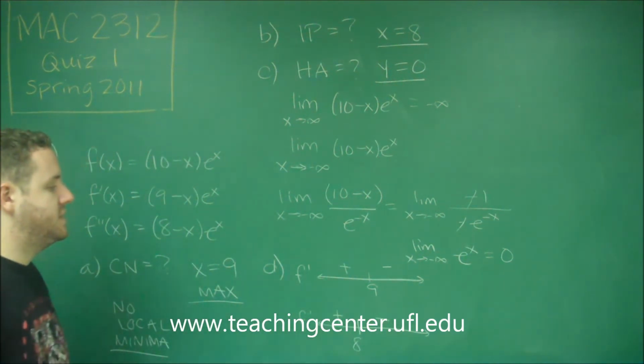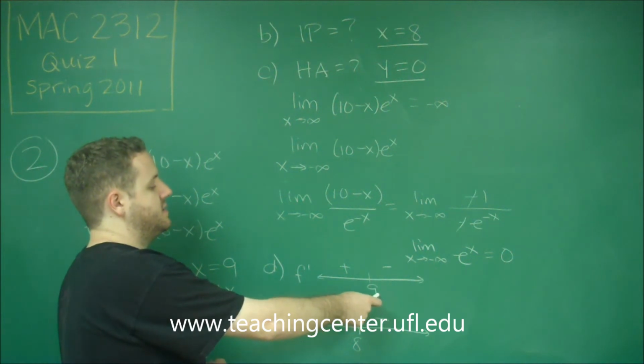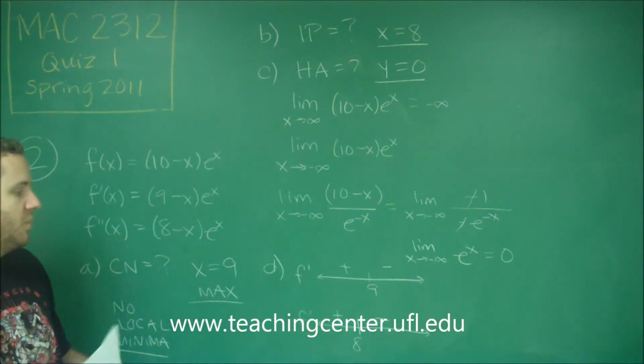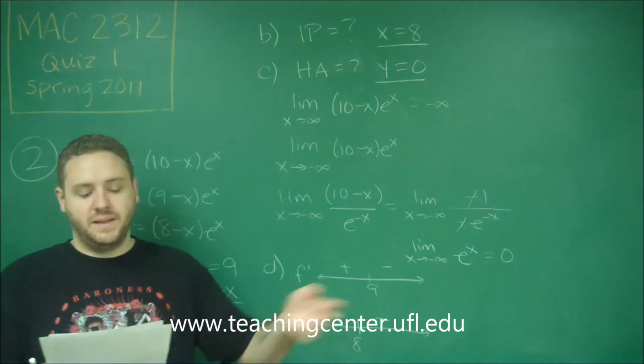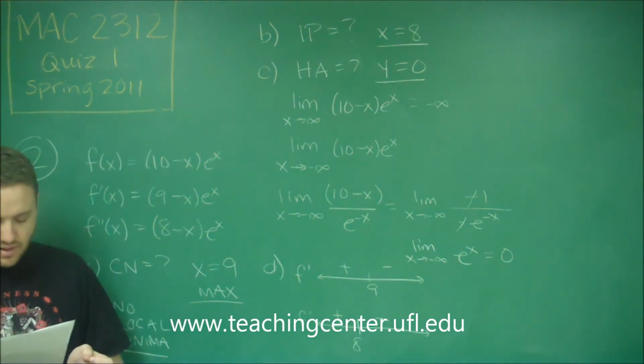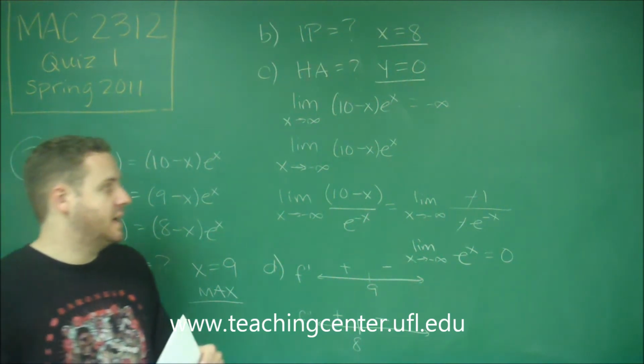So we have that it's increasing from negative infinity to 9, decreasing from 9 to infinity. We have that it's concave up from negative infinity to 8, concave down from 8 to infinity. And the last thing we need to do is sketch the graph.